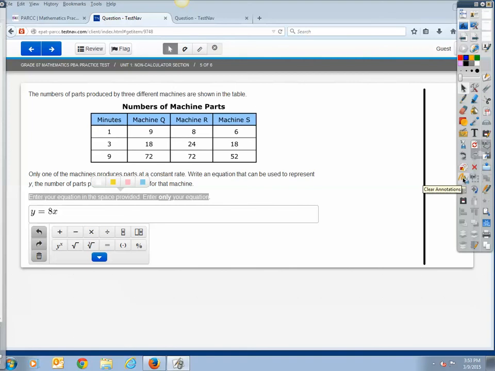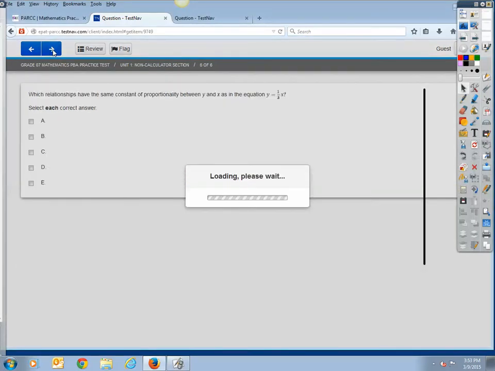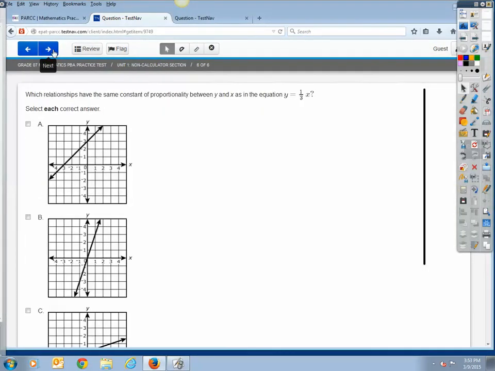Last question. All right. These are all linear relationships, aren't they? Which relationships have the same constant of proportionality between x and y as the equation? Okay, so right now I'm looking for a slope of 1/3, constant of proportionality.